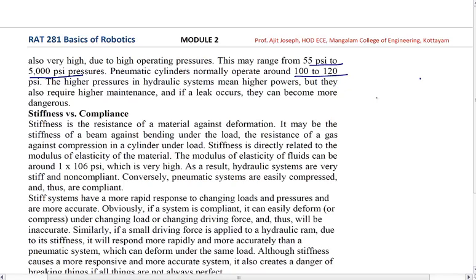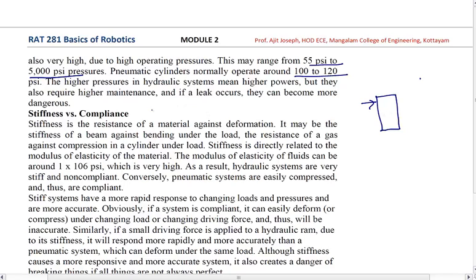Next, we have to study what is stiffness and compliance. See, stiffness is how much resistance is offered by the body when you try to deform it. That is the stiffness. If a body is stiff, you will have to apply a lot of pressure to deform it.